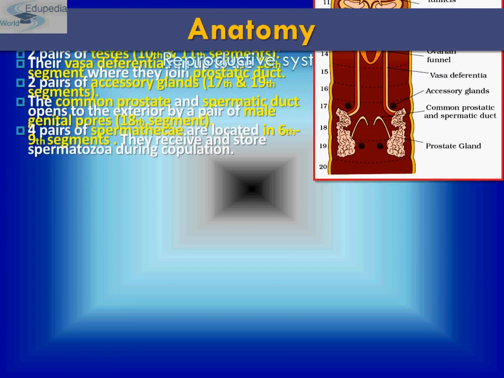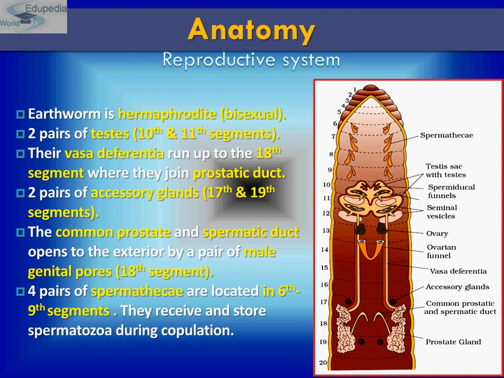Now comes the reproductive system. As we know, earthworms are hermaphrodite, where each earthworm contains both male and female sex organs. The male and the female sex organs can produce sperm and egg respectively in each earthworm. Although earthworms are hermaphrodite, most need a mate to reproduce.